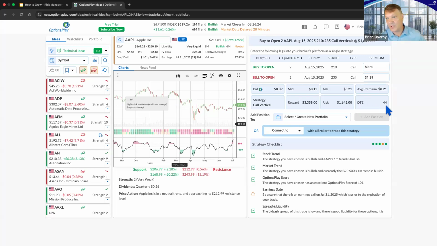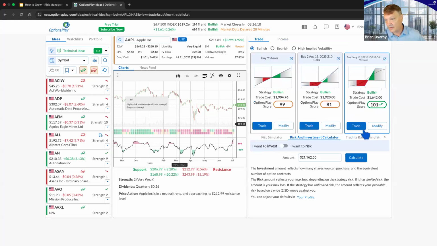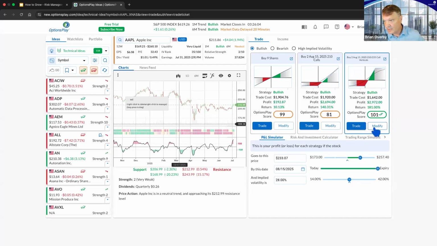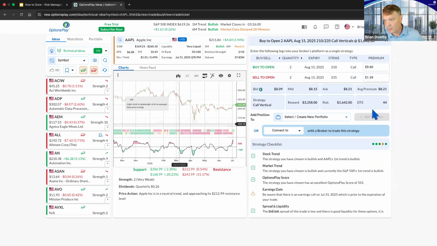Normally, if we're doing bull call vertical spreads, we're going out about 44 days. You can adjust how many days you want to do on the trade. If I go in and think about how I want to approach this, we have the P&L simulator, risk and investment. If I'm going to place this trade and I want to continue to do these types of setups, what the options play platform will do for you is look at buying the most at-the-money option contract, normally going out about 44 days, because that's a real good place to be as far as the time decay curve is concerned for option contracts.